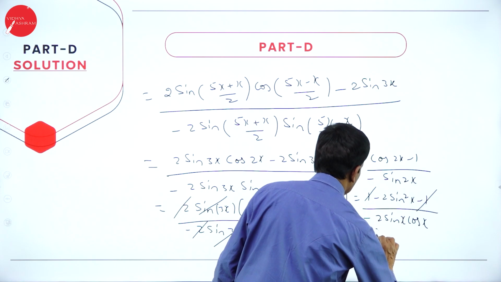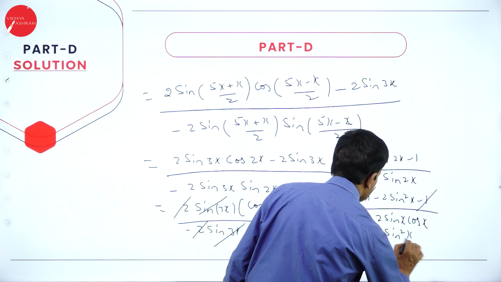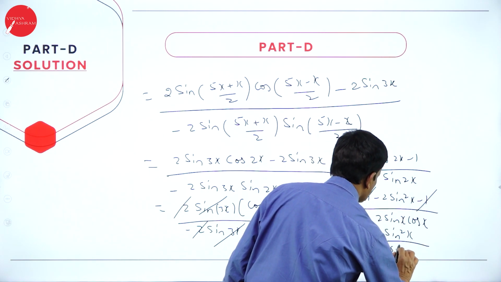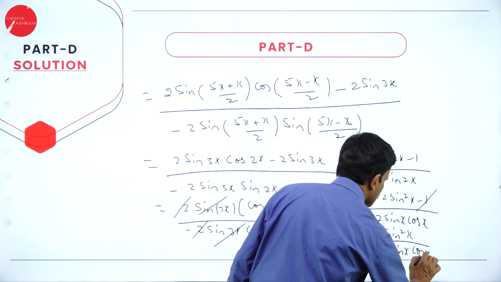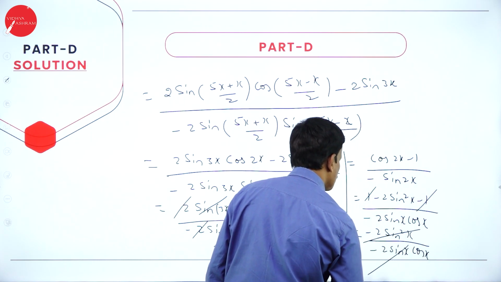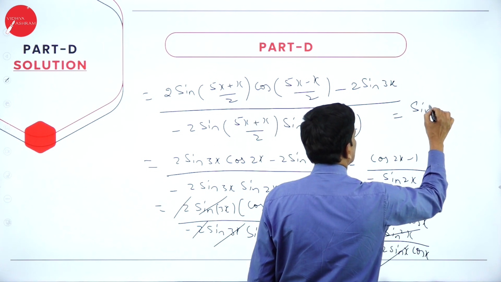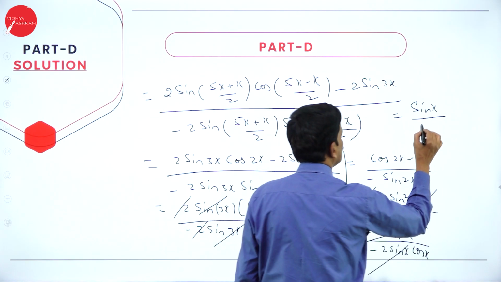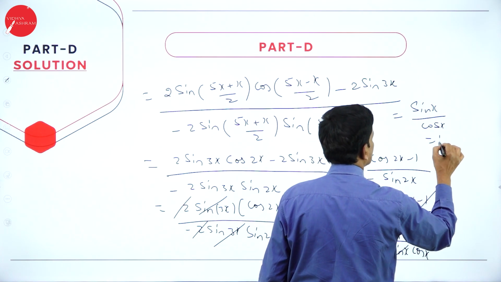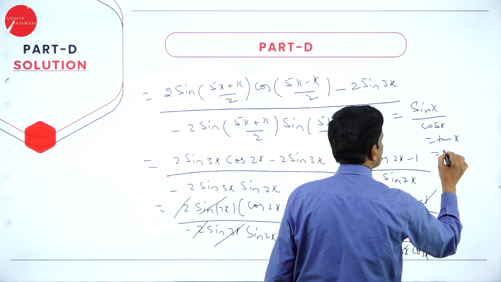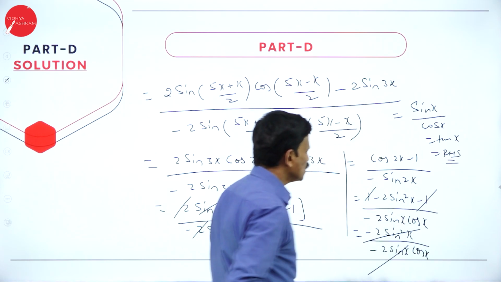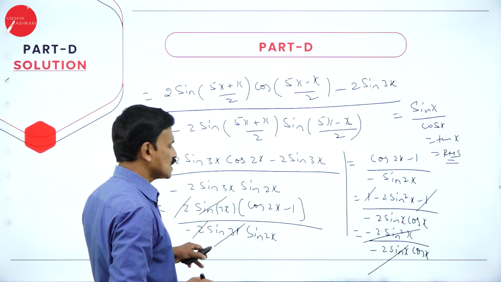In the numerator we have minus 2 sine square x, divided by, in the denominator, minus 2 sine x into cos x. Cancel the terms: minus 2 sine x in numerator and denominator gets cancelled. What is there? Minus sine x in the numerator, cos x in the denominator. Sine x by cos x is equal to tan x, which is the required RHS. That's it.